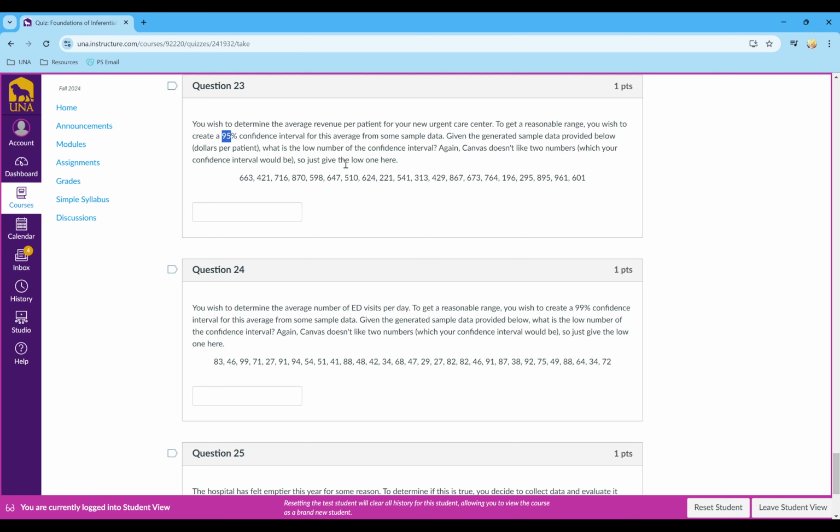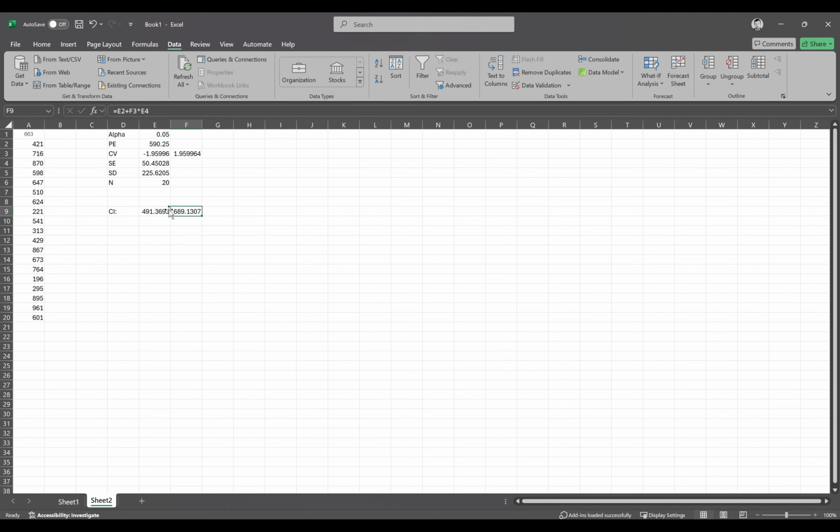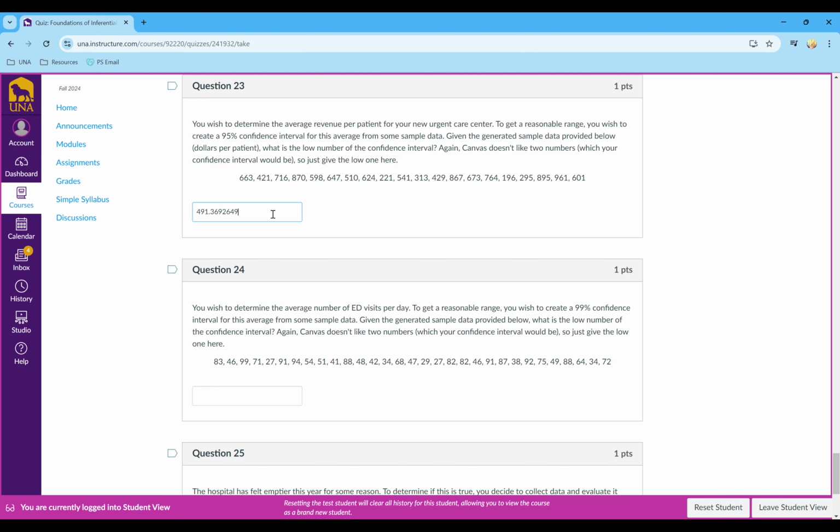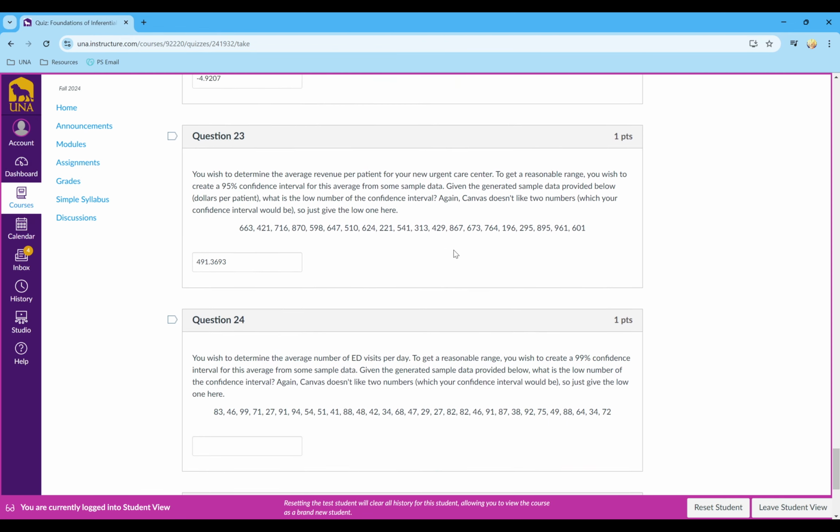Now, all these have been asking for the upper one, but this one says just give the low one here. So I'm going to have my low confidence interval and give that here. Very cool.